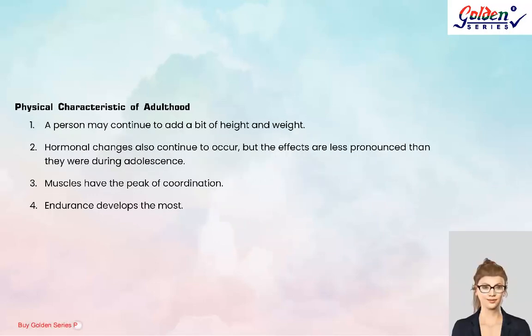Physical characteristics of adulthood. 1. A person may continue to add a bit of height and weight. 2. Hormonal changes also continue to occur, but the effects are less pronounced than they were during adolescence. 3. Muscles have the peak of coordination. 4. Endurance develops the most.